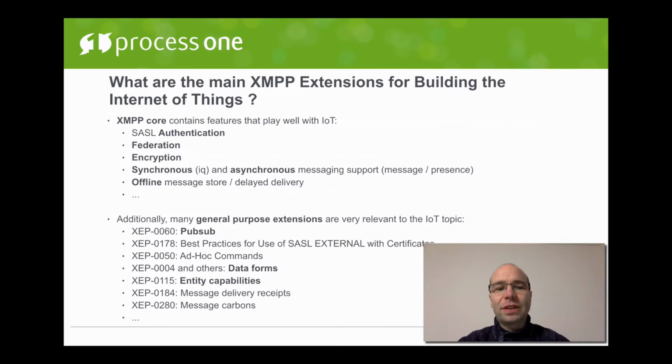You have also a way to control things with ad hoc commands. You have data forms that allow you to interact with things, replying with forms. And if you want to control that thing, you can fill out that form with parameters and so on. You can have things expose their capabilities, entity capabilities. You can have kind of reliable delivery with message delivery receipts, and message carbons, getting a copy of a message that you send to your things from one of your connections to your other connection. So this is a lot of general purpose extensions that are very useful in the context of the Internet of Things.